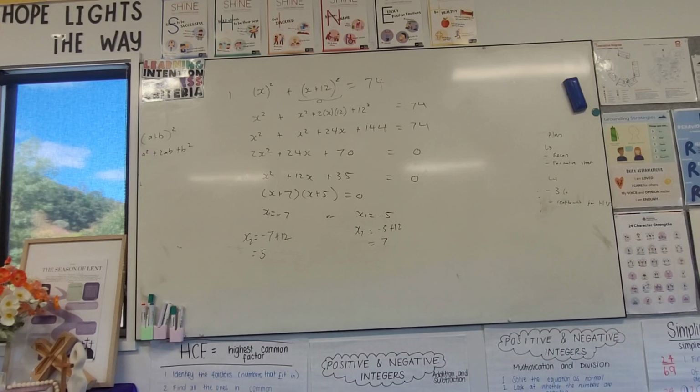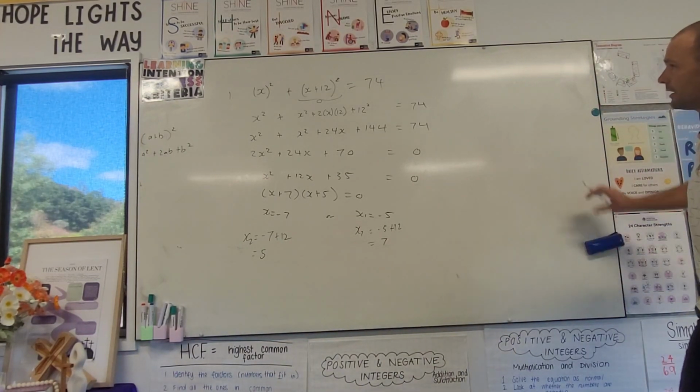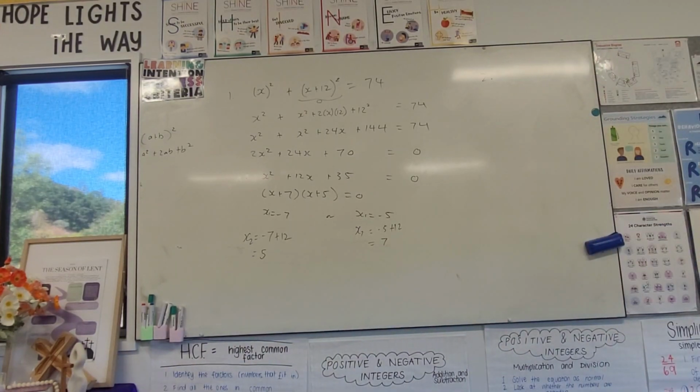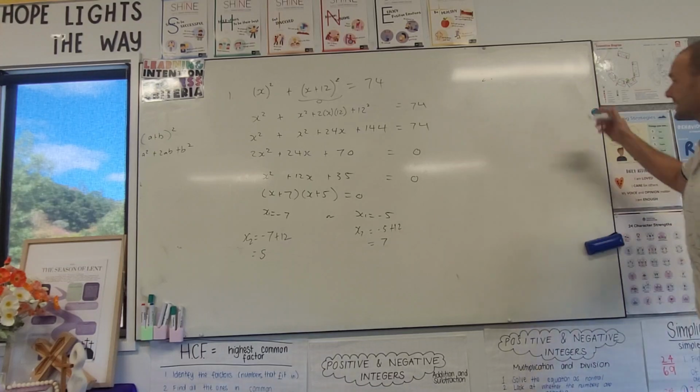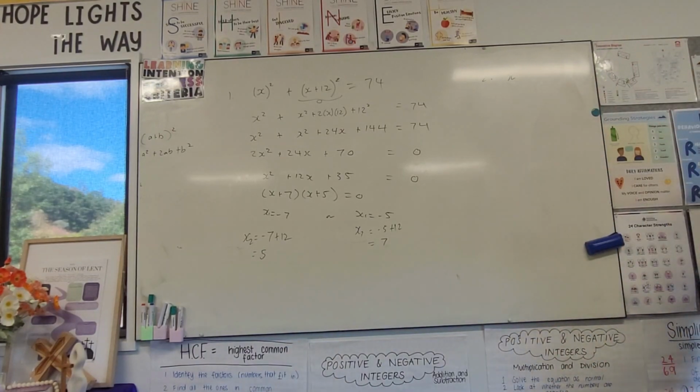Let's move on to question 2. We have the sum of a number and its reciprocal is 26 on 5. Find the number. So we're going to set the number to be x. Okay, that's our unknown.